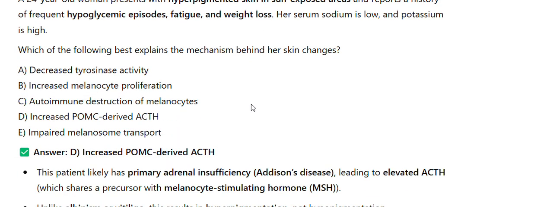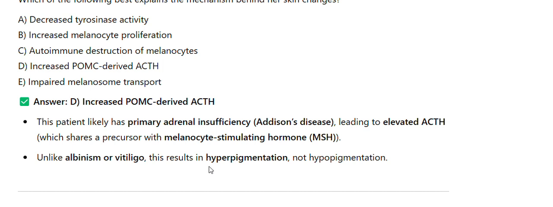Answer D. Increased POMC-derived ACTH. This patient likely has primary adrenal insufficiency, Addison's disease, leading to elevated ACTH, which shares a precursor with melanocyte-stimulating hormone, MSH. Unlike albinism or vitiligo, this results in hyperpigmentation, not hypopigmentation.